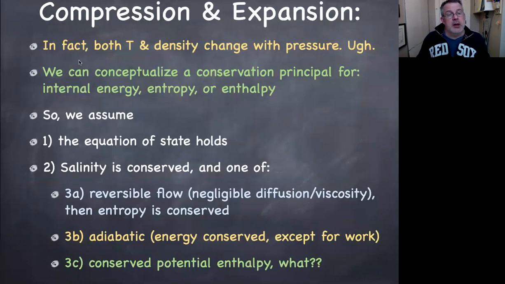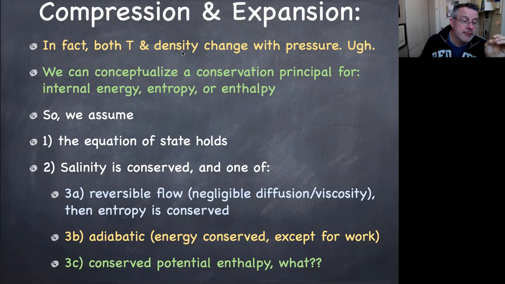Okay, so when we compress and expand, when we go up and down in pressure, both the temperature and the density change. Ugh. But just as in the atmosphere, we can conceptualize the conservation principle for internal energy or entropy or enthalpy, and then use that to build a concept of potential temperature or potential density that doesn't change when you go through large deviations in pressure.